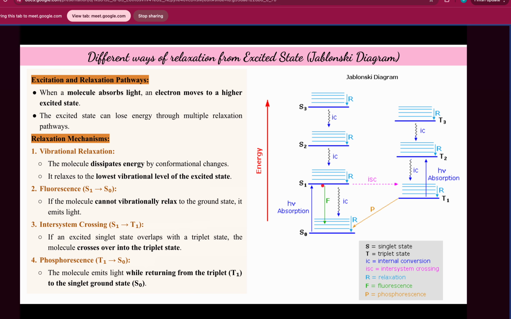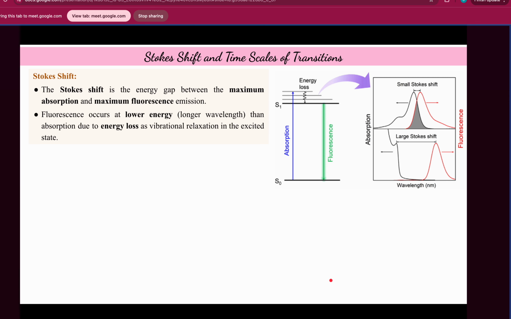So in fluorescence, we are moving from singlet to singlet ground state, but in phosphorescence, we are moving from triplet state to singlet ground state. So this is the difference, and these are the different relaxation mechanisms. In fluorescence, we will be looking into this particular relaxation mechanism, where from a higher singlet state, my molecule is relaxing back to a ground state by releasing some energy or some light of certain wavelength, which will be captured. And this is the principle of fluorescence spectroscopy. This diagram, which is telling about different relaxation levels, is known as the Jablonski diagram.